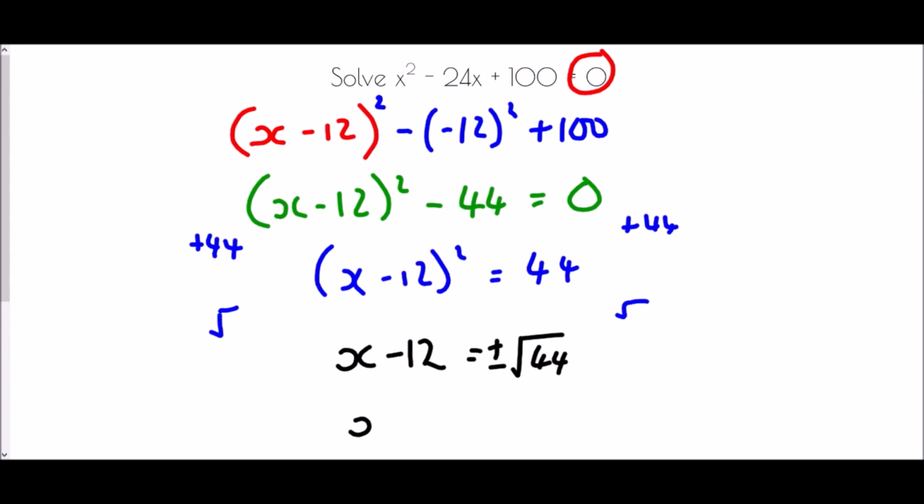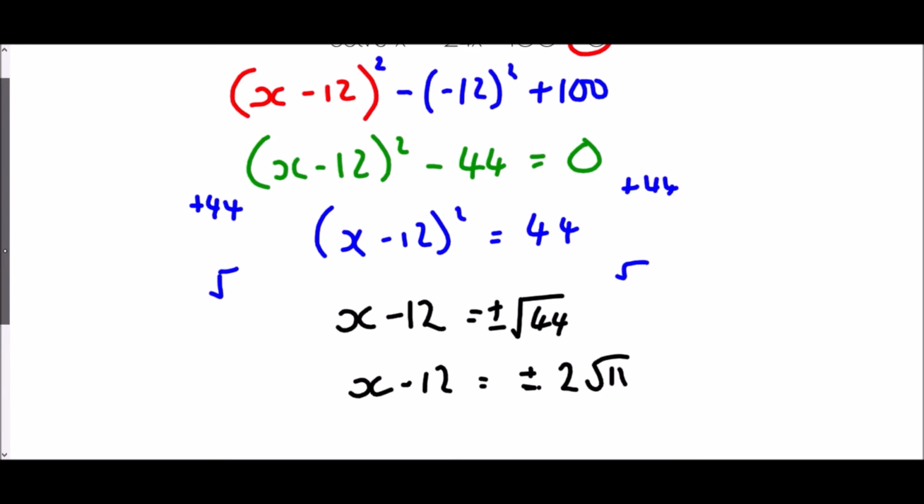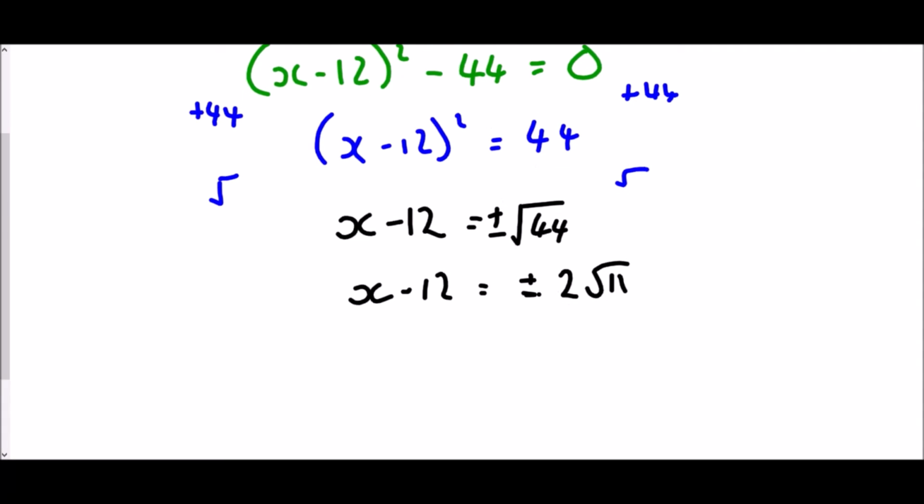I'm going to say that this is x take away 12 equals plus or minus 2 root 11. It's written in surd form, and that's because we've got square roots involved. But if I want to get x all on its own, I would have to add 12 to both sides. And if I do that, it tells me that x equals 12 plus or minus 2 root 11. And that is the final answer to that question.